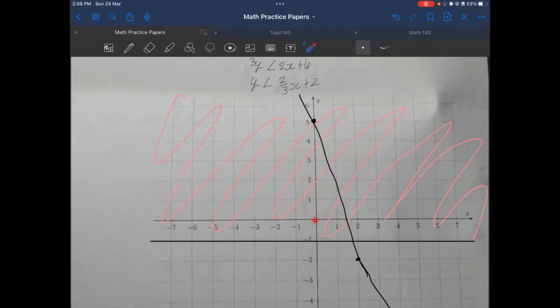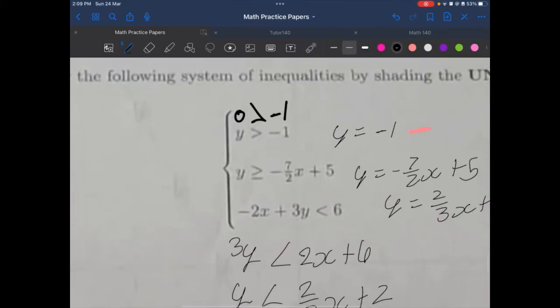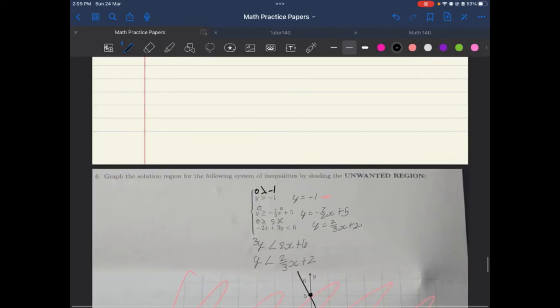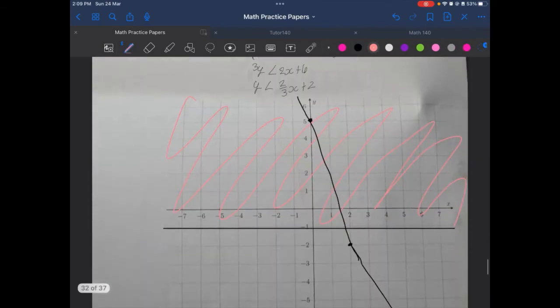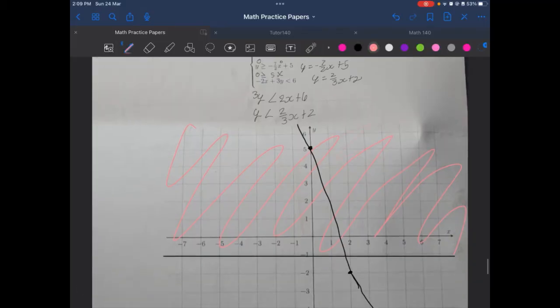(0, 0) is not directly on the line, so we choose (0, 0) again and substitute it into this. So 0 is greater than or equal to 5? 0 is not greater than or equal to 5. So we should shade the side that doesn't have (0, 0) on it, since when we substituted (0, 0) into this equation, it gave us an incorrect statement. So we should shade over here.